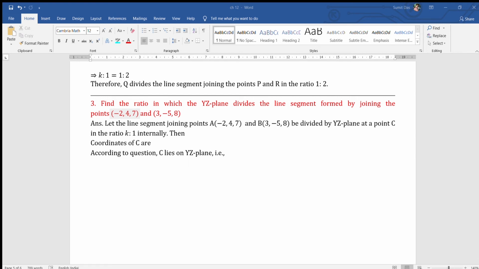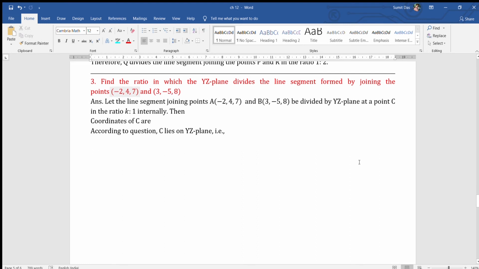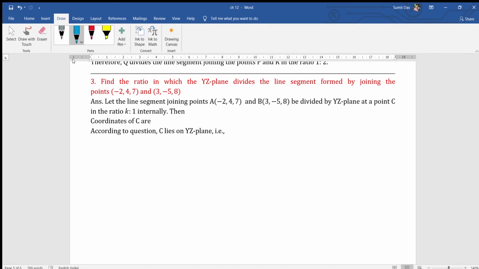Okay, then let's go to question number 3. Question number 3 is saying find the ratio in which the YZ plane divides the line segment formed by joining these 2 points. So suppose there is a point A and this point is B. And there is a plane. This is the YZ plane.